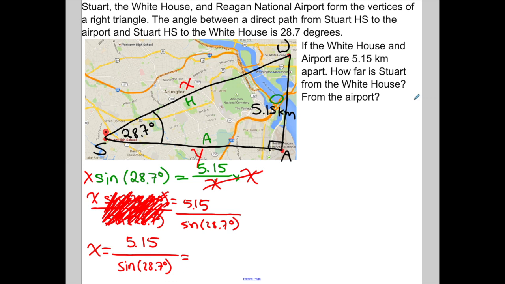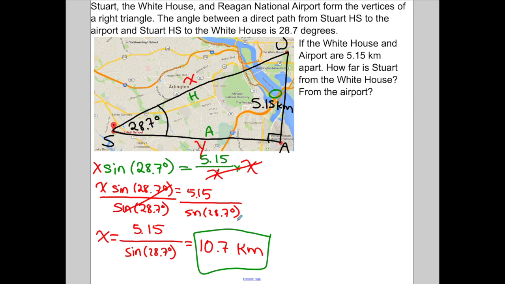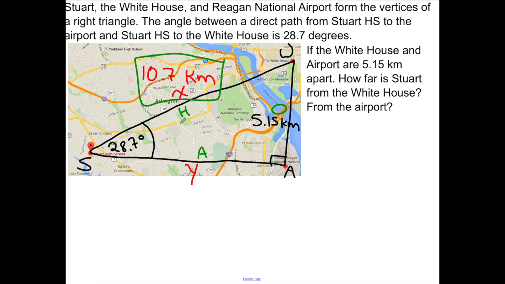Put that in the calculator, and you will get 10.7. So what that's telling you is that our hypotenuse, or X, the distance from the high school to the White House, is 10.7. And I'll put that up there like that. You see that? So our hypotenuse is 10.7. Now they still want us to find Y.